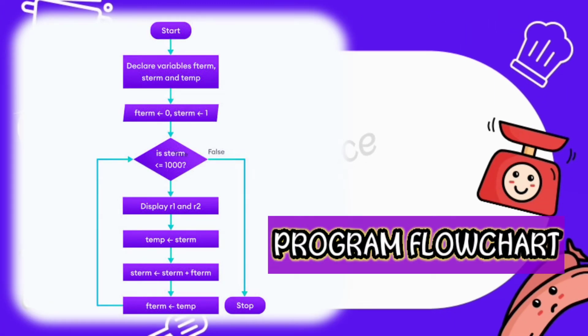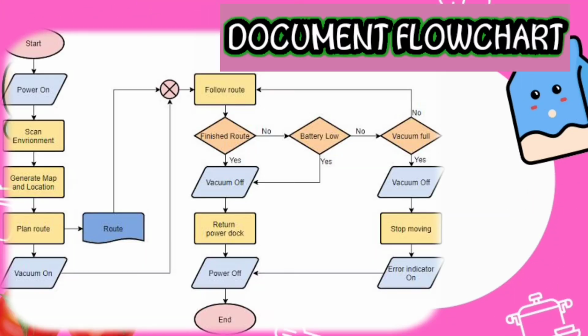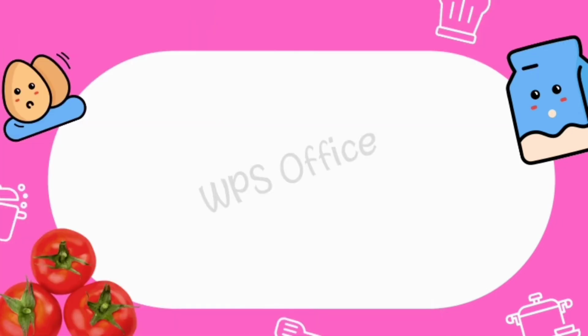We also have a program flow chart. This is program flow chart. You can see we have the decision shape, which is also known as the diamond shape. And also we have the rectangle shape. Then we have document flow chart. You can see we have the oval shape, the diamond shape, the rectangle shape. You can see it's quite different from the other flow charts.